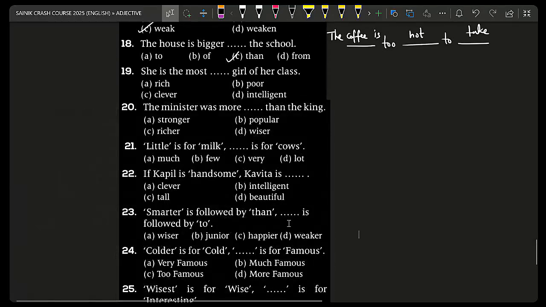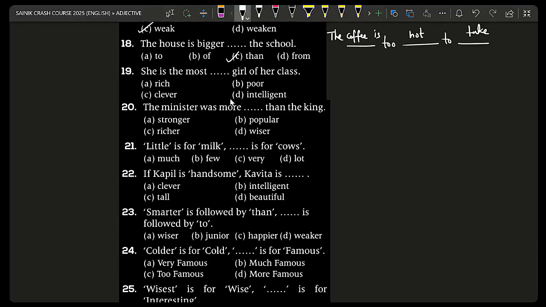Samatvika, yes, sir. 19th question. She is the most dash girl of her class. Read the options. Rich, poor, clever, intelligent. Which one? Sir, intelligent. Yes, correct answer.